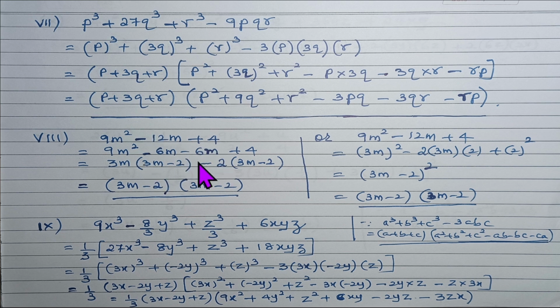We can go for the middle term splitting method, or else we can go for the identity method also. 9m square is (3m) whole square, and this will be 2ab, minus 2ab where a is 3m and b is 2, and b square is 2 square. So it will be a square minus 2ab plus b square.